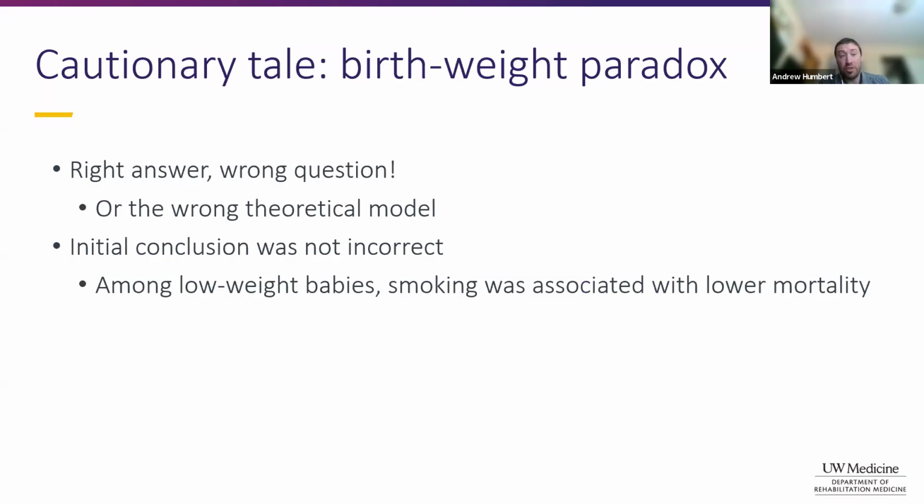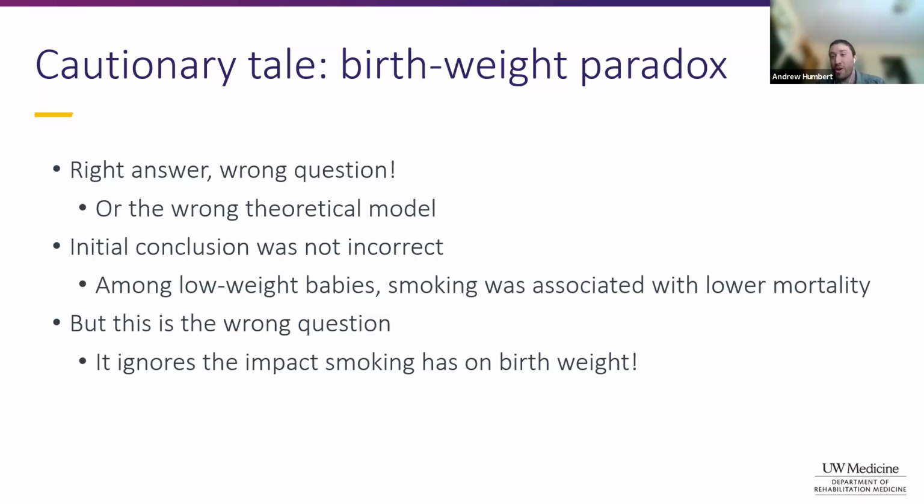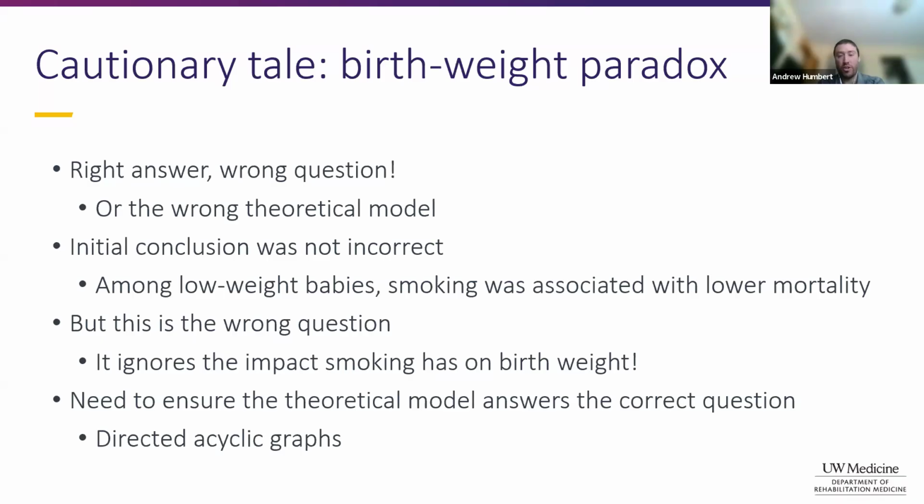So again, there's nothing wrong with the initial conclusion. The statistics were correct. The interpretation was correct. Among low weight babies, smoking was associated with lower mortality. That's the way the data analysis was. But this is the wrong question because we're completely ignoring the causal impact that smoking has on birth weight. From a public health standpoint, restricting to low birth weight babies is not the question we want to ask. We want to ask, at the start of pregnancy, if somebody smokes or not, what is the impact on infant mortality? So it's the wrong question. This is really meant to illustrate that we need to ensure the theoretical model we're trying to create answers the actual question that we want to answer, and we're not accidentally answering a different question. And this is where the idea of directed acyclic graphs can be really, really helpful.